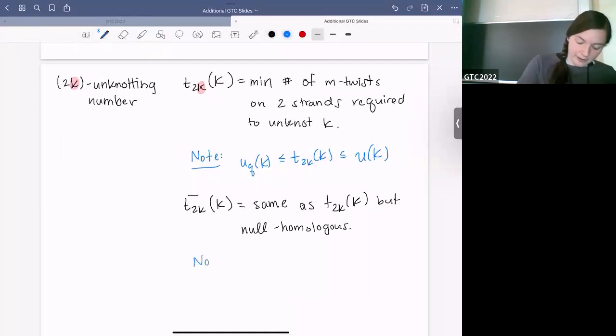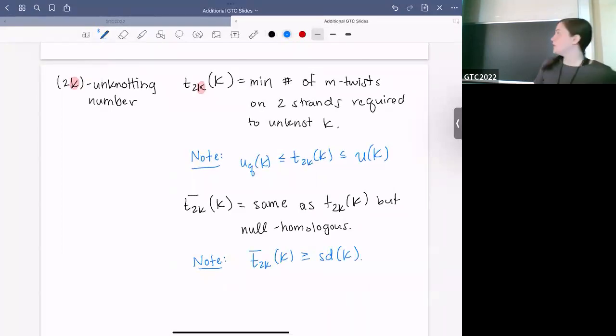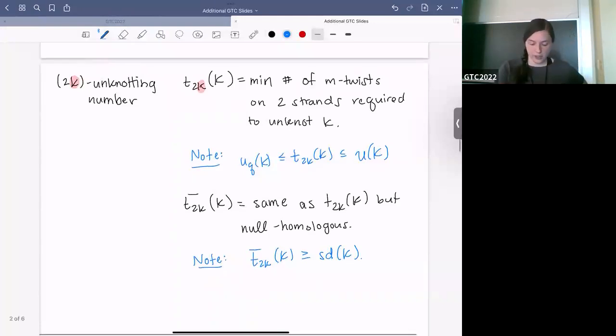And from this perspective, I can see it fitting into my inequalities a little bit. It's an upper bound on surgery description because I'm still doing null-homologous twists anywhere I want, but at the cost of only being able to use two strands at a time. Okay, so it's not quite as free as the surgery description.